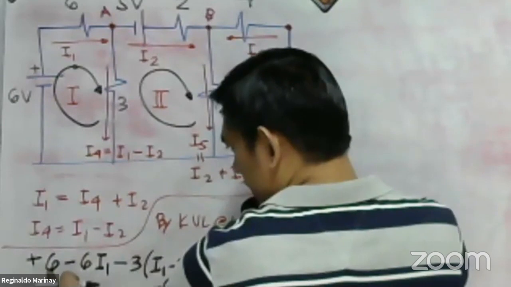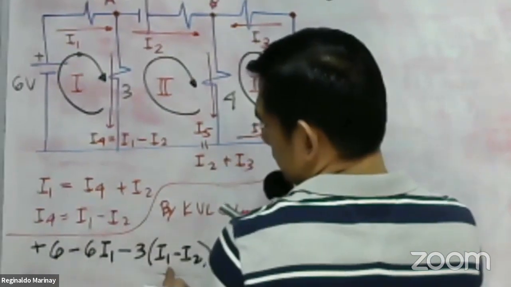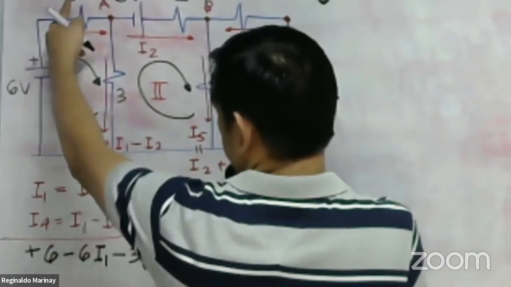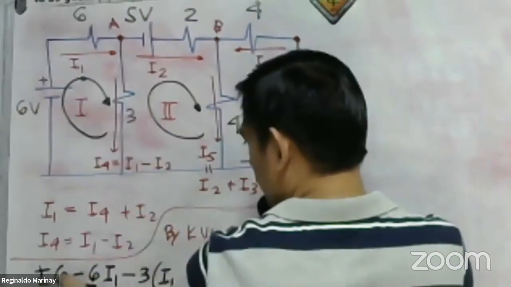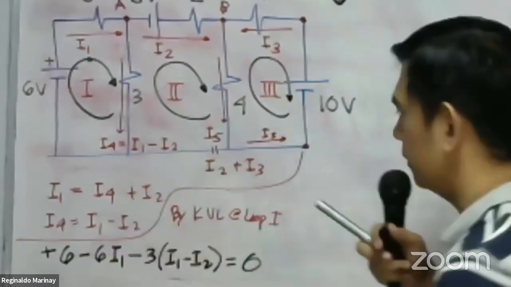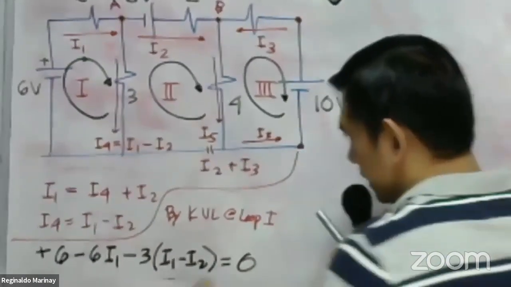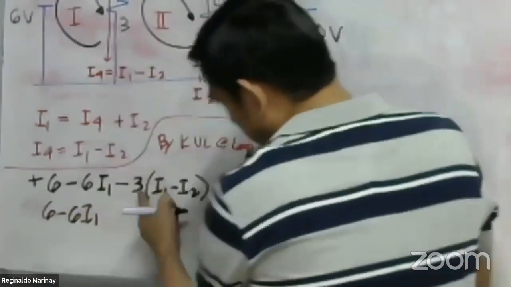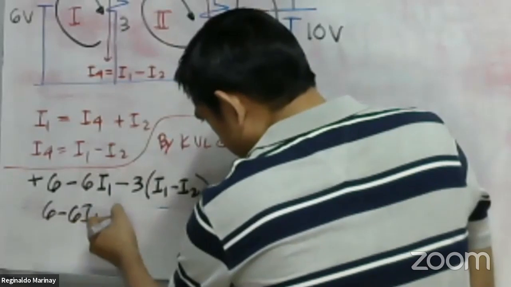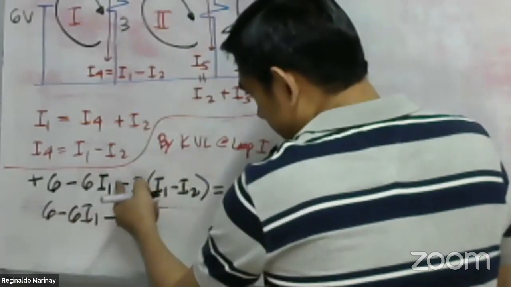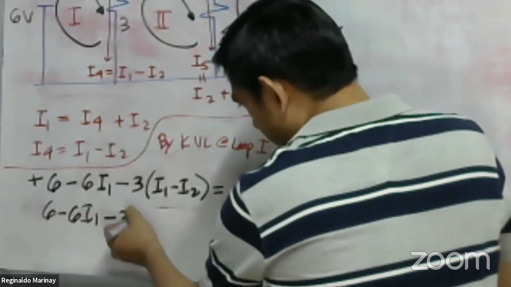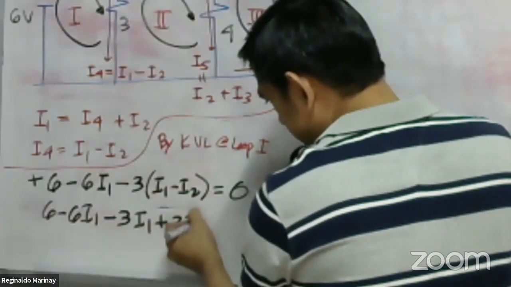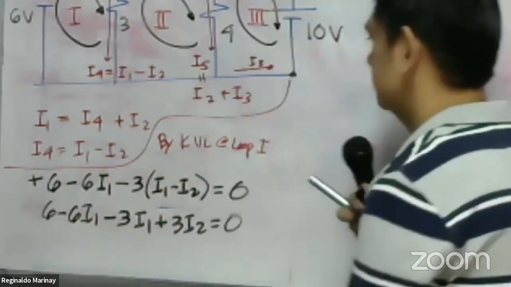There will be 3 terms. So we have 1, 2, 3. Voltage source 1. Voltage drop 2 and 3. So therefore it's complete already. Let us simplify. So we have here 6 minus 6 I1. So distribute. Let us distribute this. So this is negative 3 I sub 1. Negative, negative, positive 3 I sub 2. That is equal to 0.